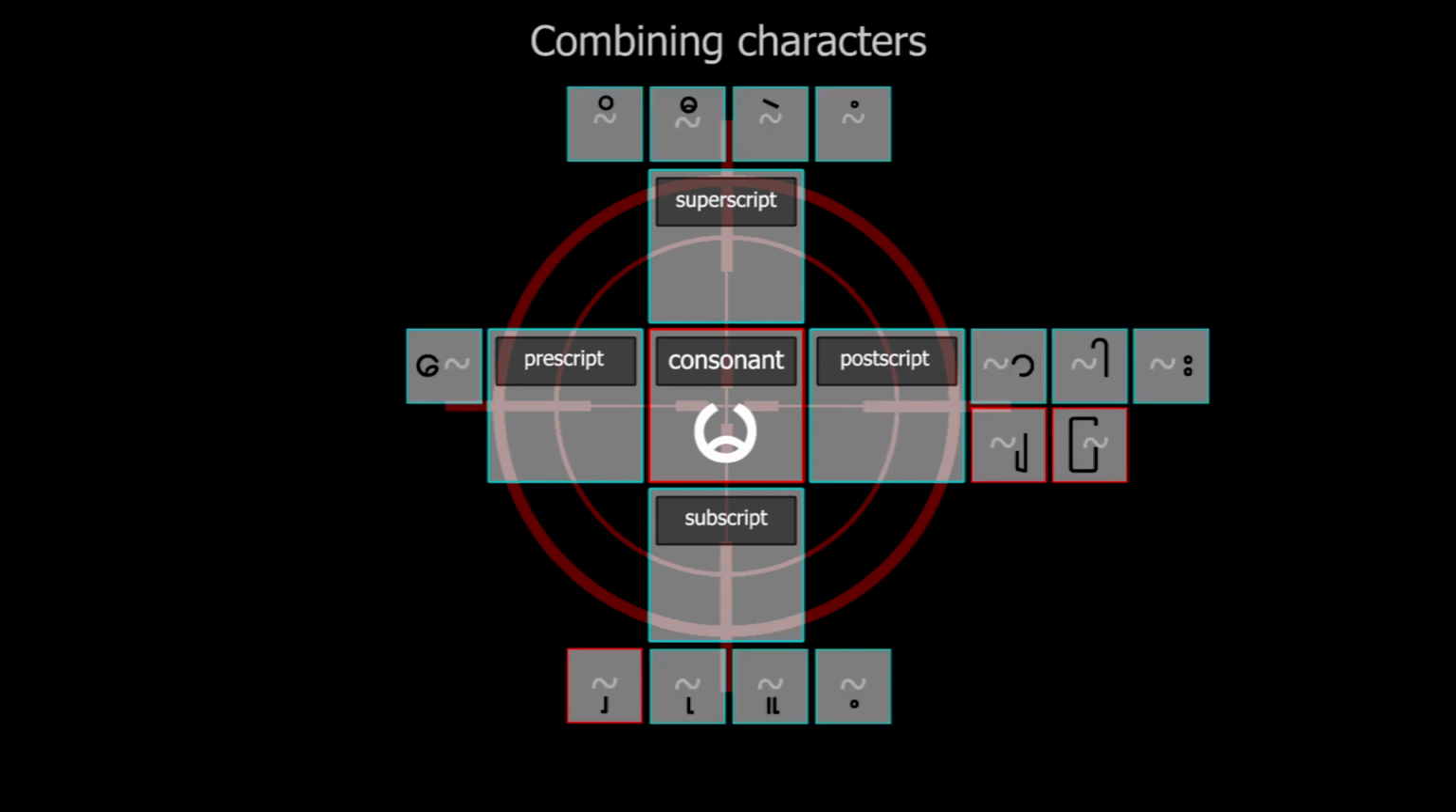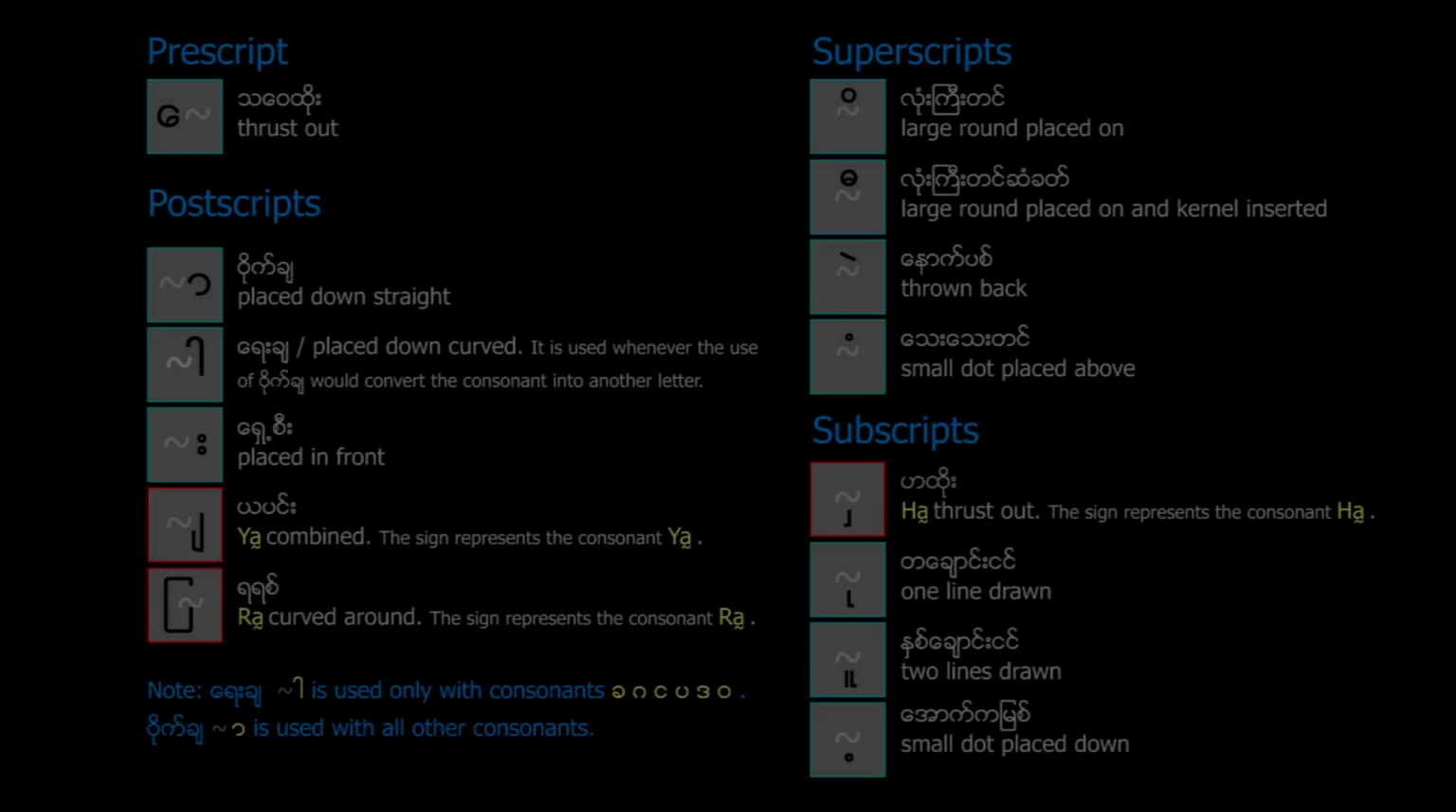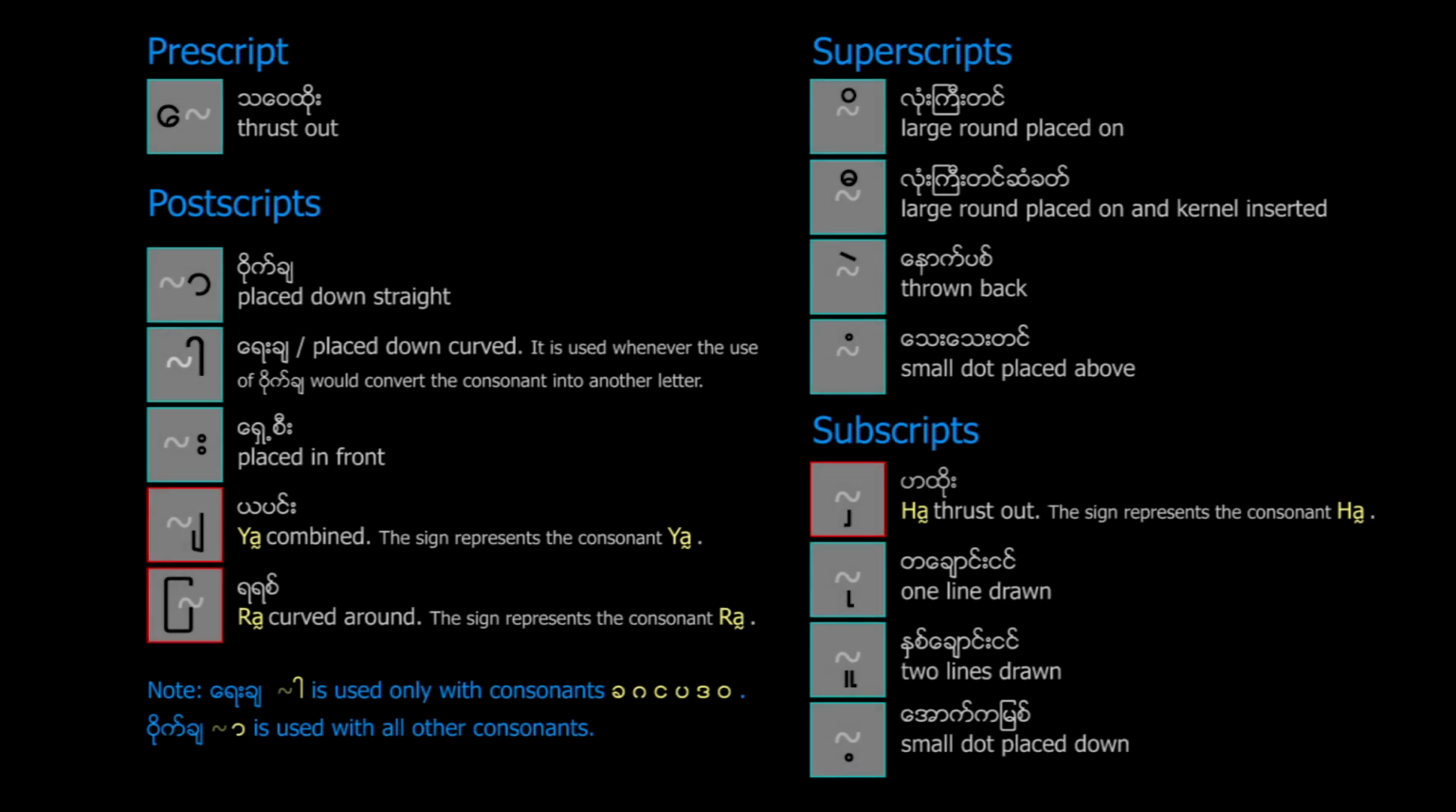Here are the combining characters that generate vowel sounds. The combining characters in the small cyan frames represent vowel sounds, and the ones in the small red frames represent consonant sounds. Here are the names and descriptions of the combining characters.